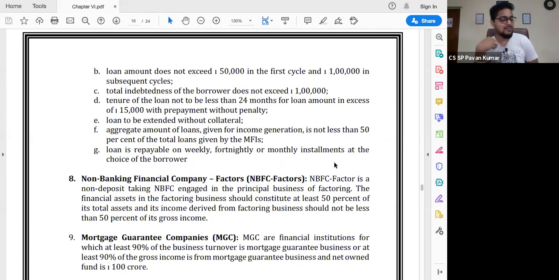Loan repayment can be either weekly, fortnightly or monthly, on the choice of the borrower. We'll have to ask the borrower what they are opting for, and if they opt for weekly, then we have to collect weekly. These are basically NBFC MFI companies.